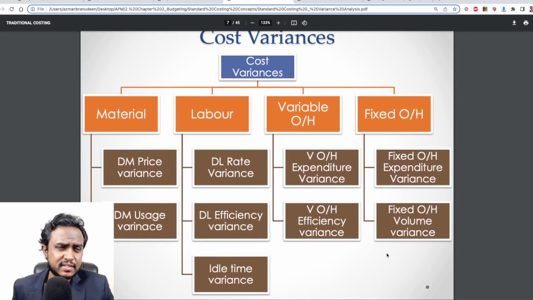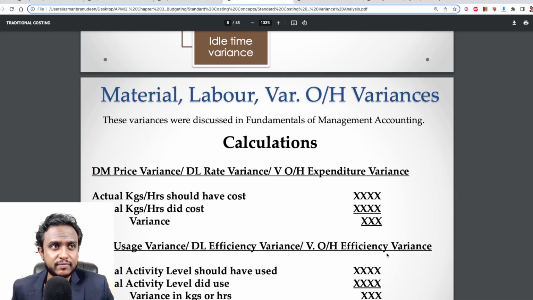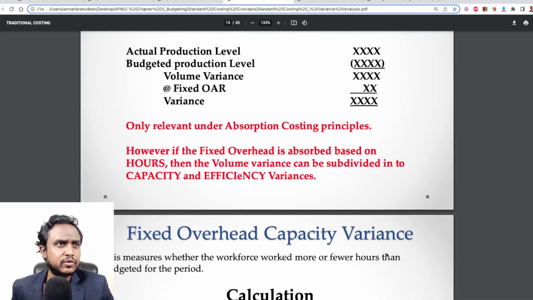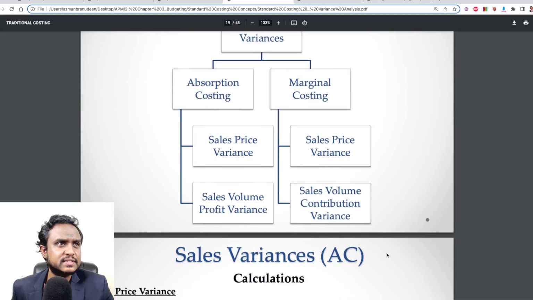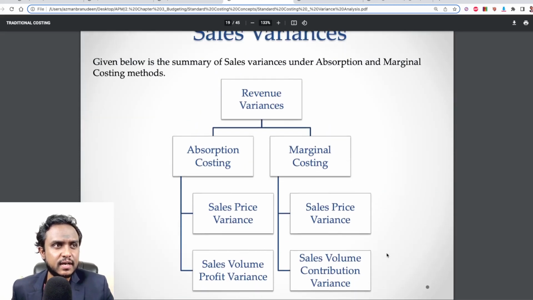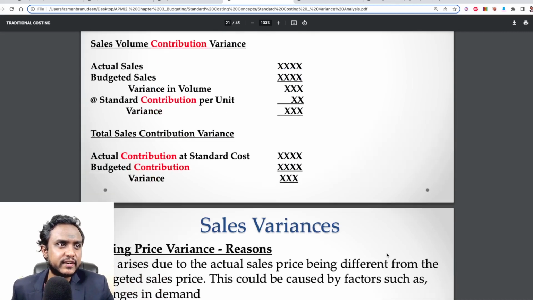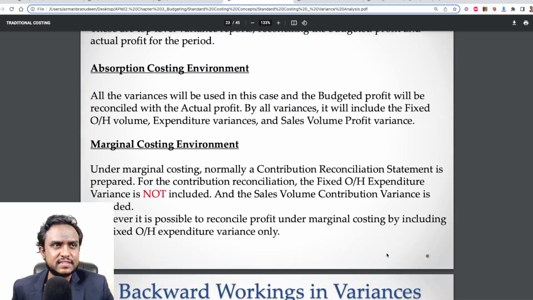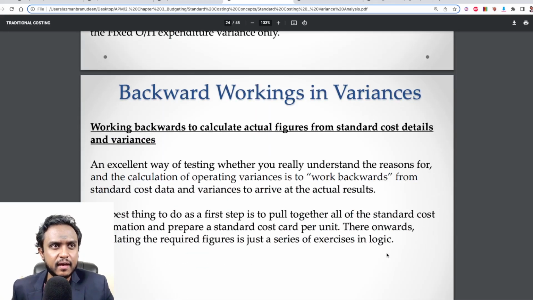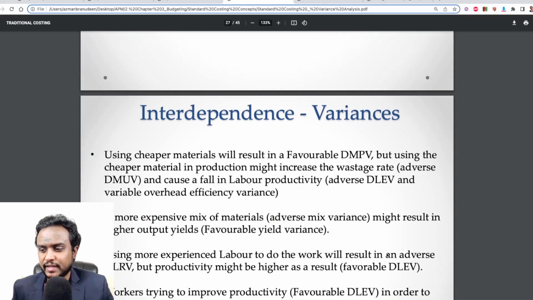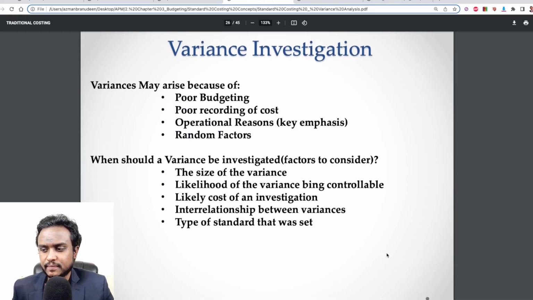Here you go. These are the different types of variances that you learned. So many cost variances, and the calculations you can skip. Even for fixed overhead, you calculated them, and then sales. These are the sales variances, sales price and sales volume variances. So that's essentially a recap. This is just F5 content, so you can use it if you want to recap. But our concern is really not there. Our concern is here, variance investigation. That is what we will be focusing on.